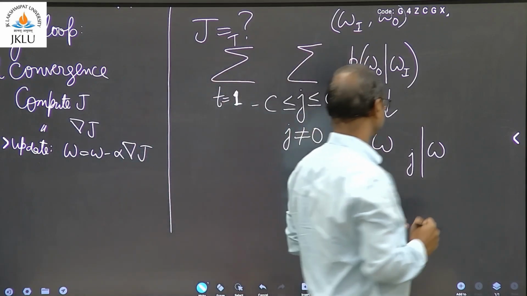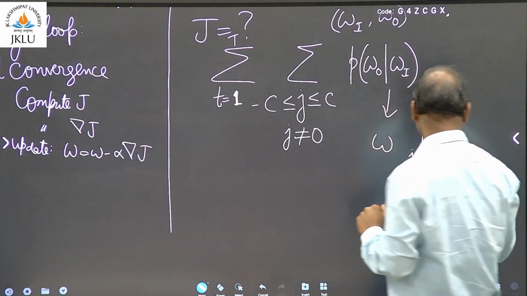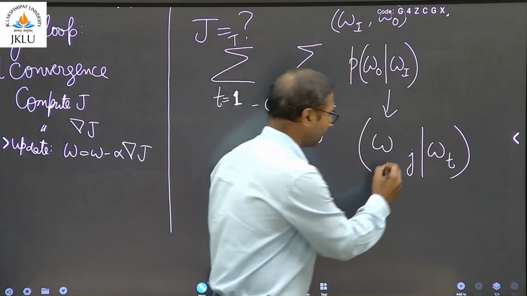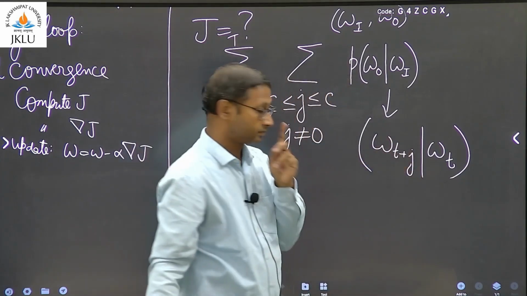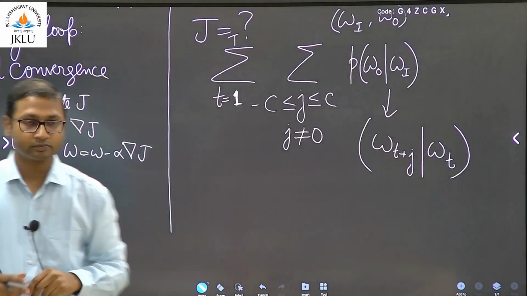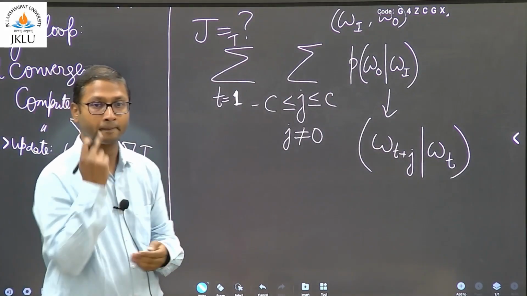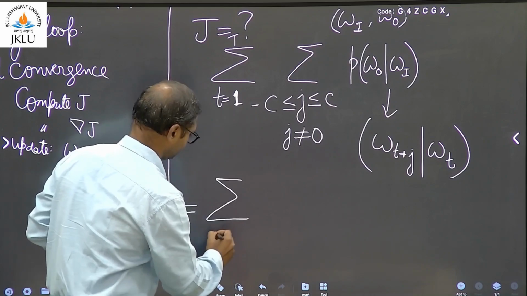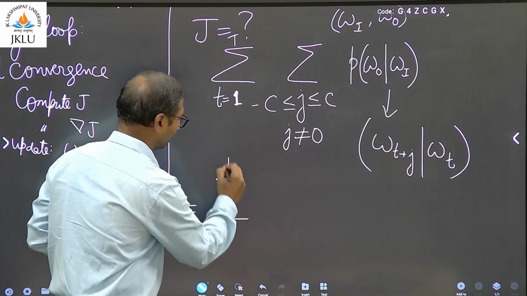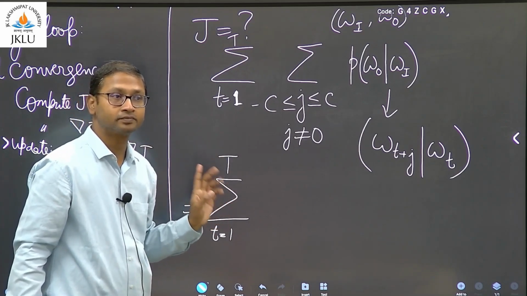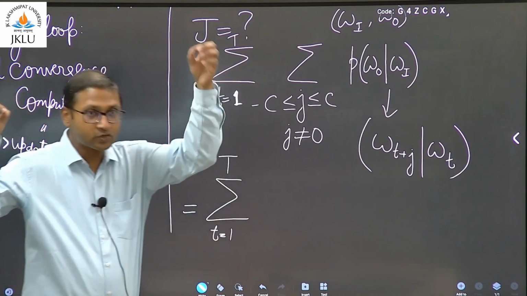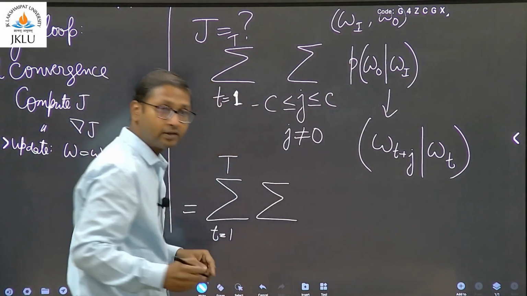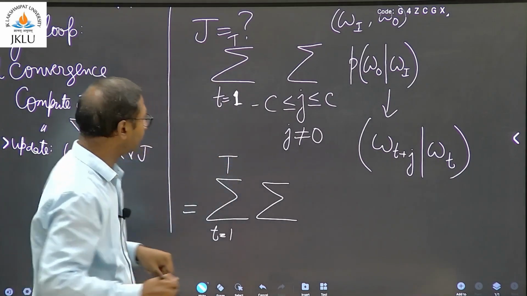So what should this thing inside be? Given WT, I am looking for, does this whole thing make sense? So shall we rewrite this? Summation t equal to 1 to capital T. Is this fine with everyone? This one? But you are starting from the first word in the corpus to the last word in the corpus. And then for a given center word, what are you doing?